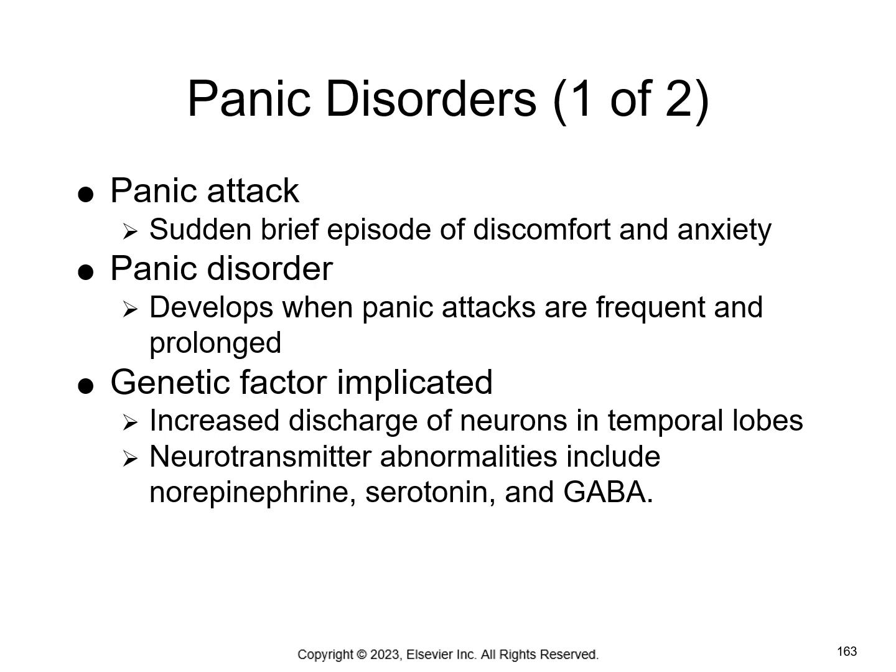Next, we have panic disorders. A panic attack is a sudden brief episode of discomfort and anxiety. Panic disorder happens when panic attacks are frequent and prolonged. There is a genetic factor thought to be associated with panic disorders. There's an increased discharge of neurons in the temporal lobes and neurotransmitter abnormalities in the norepinephrine, serotonin, and GABA receptors.